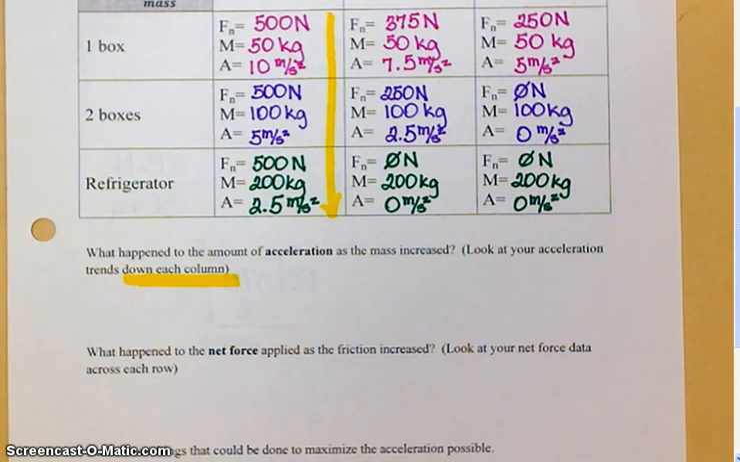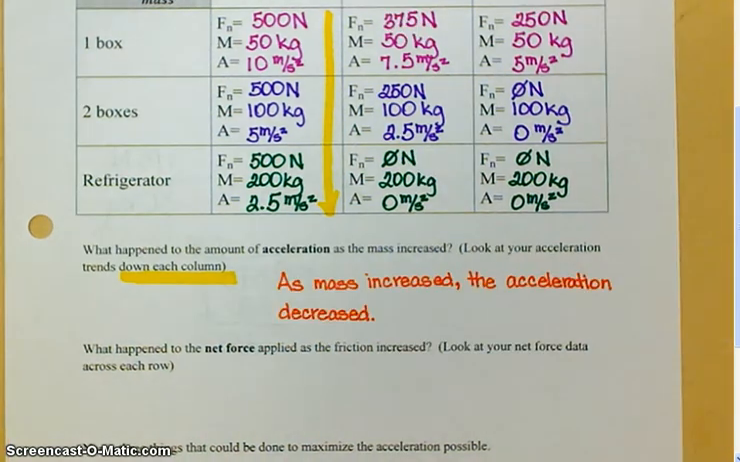All right, so please write a complete sentence. What happened to the amount of acceleration as mass increased? And I would start it like this. As mass increased, the acceleration decreased. Okay, so I made sure that I wrote this in a complete sentence because that's what I expect you guys to do too, which means it begins with a capital letter and it ends with a period and it's got a subject and a verb. As mass increased, the acceleration decreased.